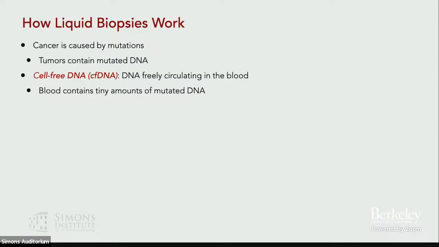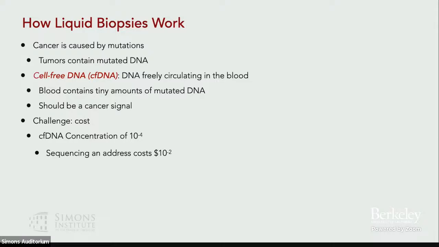Now, if we had all the money in the world, this problem would be kind of solved, right? We could just sequence all your genetic addresses to see whether they contain mutated DNA, and then I should know whether you have cancer or not. But the challenge here is really the cost, because a human being has 3 billion different genetic addresses, right? It turns out cell-free DNA has a very, very low concentration in your blood. To be more precise, it's 10 to the -4. So if you want to avoid a false negative result, you should probably sequence one particular genetic address 10 to the 4 times. And the cost for that is roughly 1 cent.